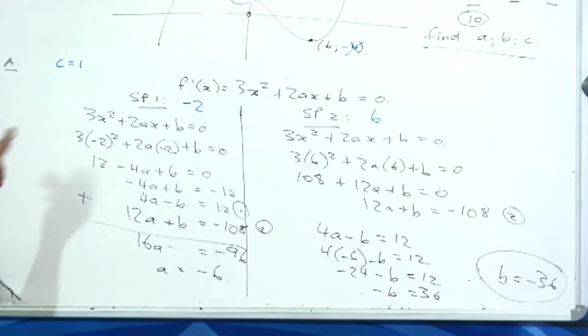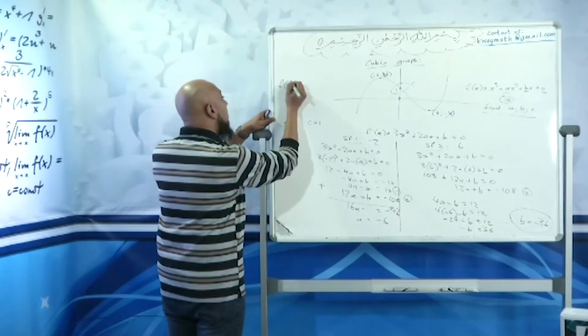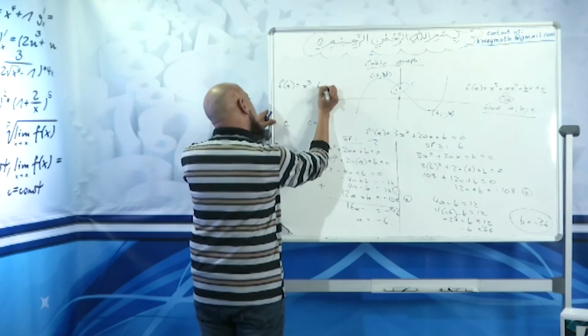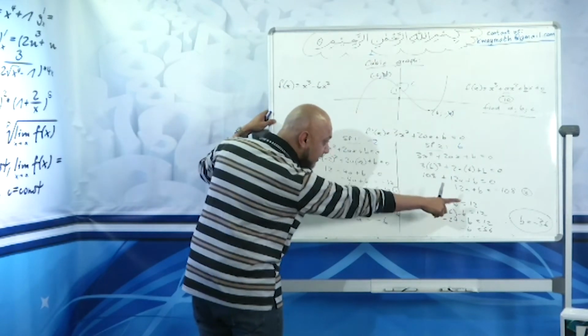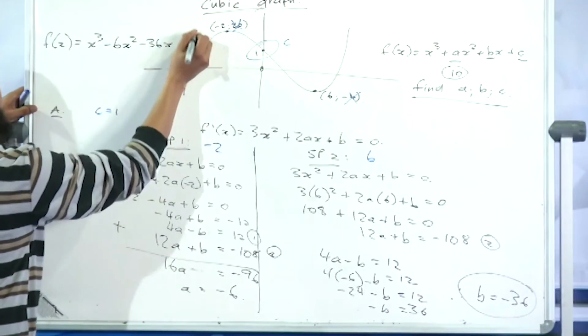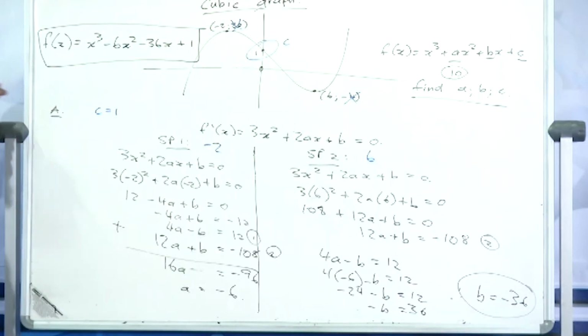So what would your final equation look like? Your final equation would look like f of x is equal to x cubed minus 6x squared, plus bx, where's our b? Minus 36x. What's our c value? 1. And that is your final equation.